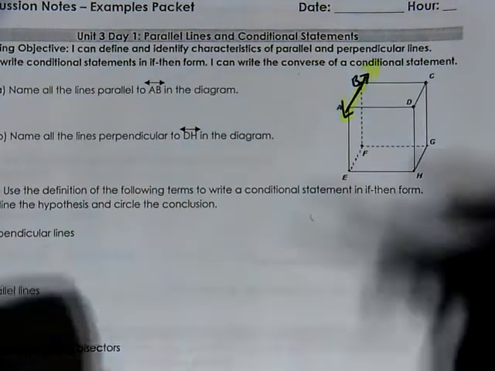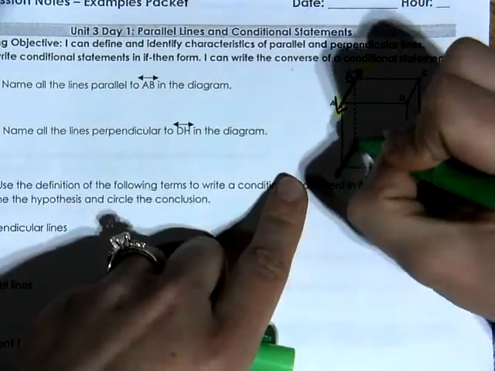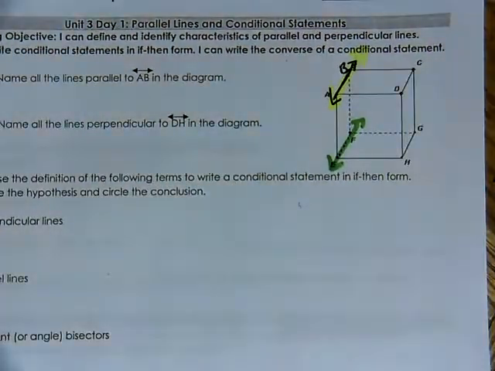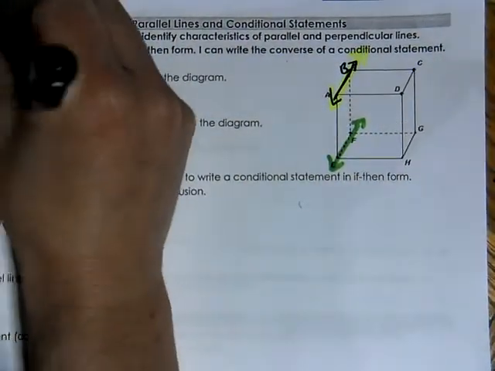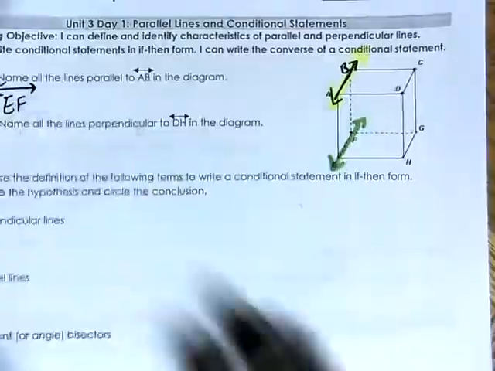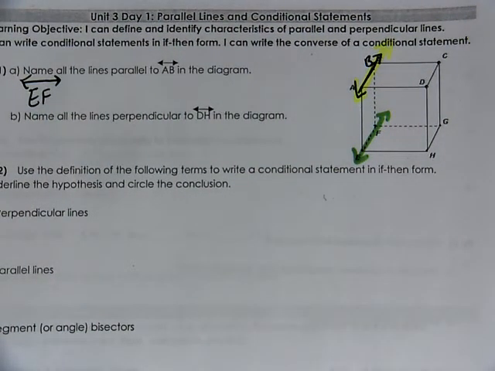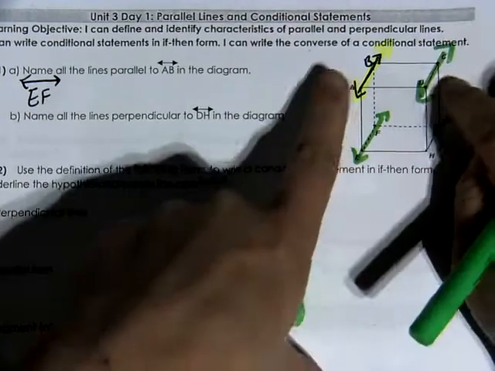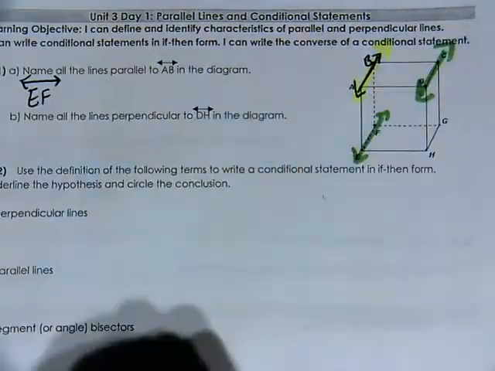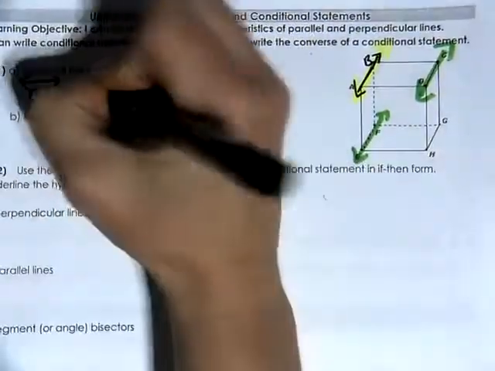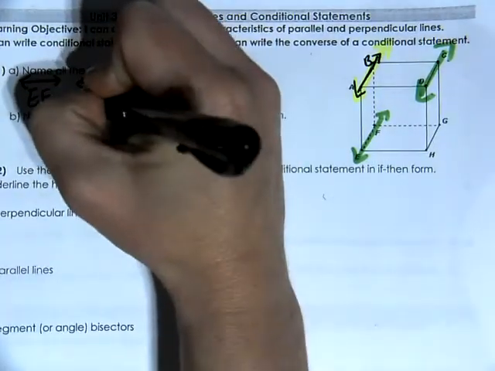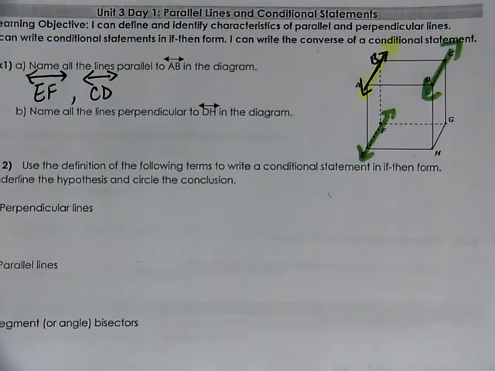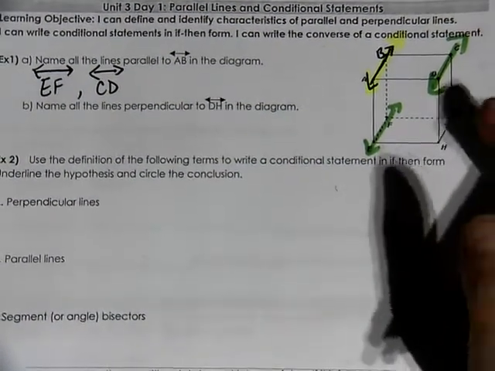So what I see is that line AB is parallel to line EF because they lie in the same exact plane right here on the side. So I'm going to say line EF. Line AB is also parallel to line CD. They lie in the same plane, and therefore they are parallel to each other. So this is line CD. Line AB does not lie in any other plane than the ones that we see here.